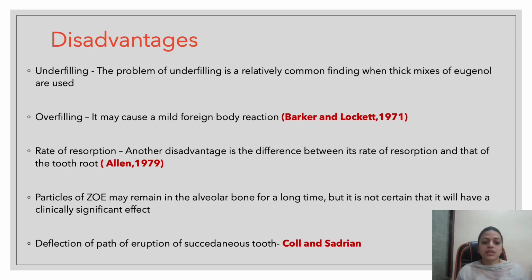The disadvantage mainly is underfilling, which is relatively common because once you mix it, it is usually a thick mix, so it is difficult to press it. Underfilling is one of the common disadvantages. Overfilling, if it happens, can cause a mild foreign body reaction. Another disadvantage is the difference in the rate of resorption compared with that of the primary root. The root resorption is faster, so the material resorbs at a slower rate.